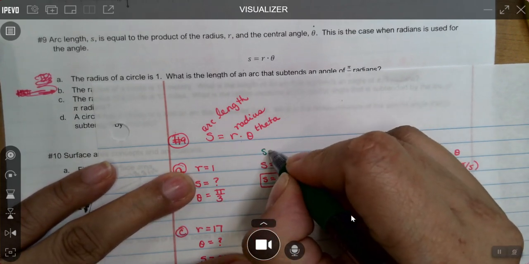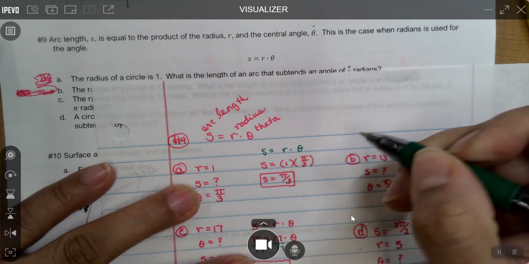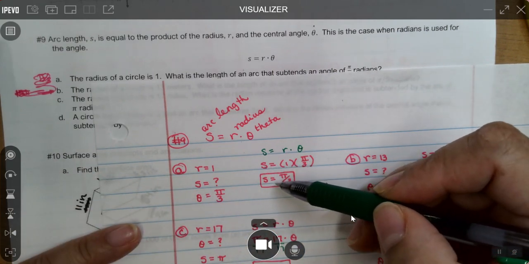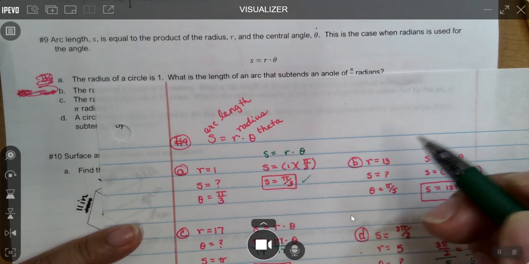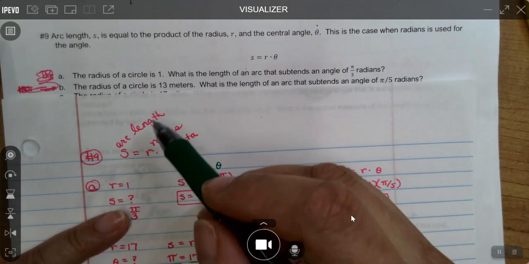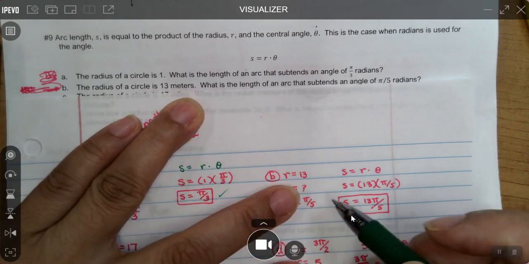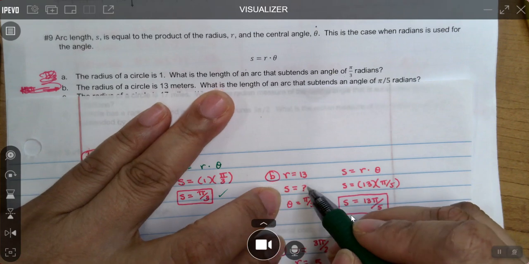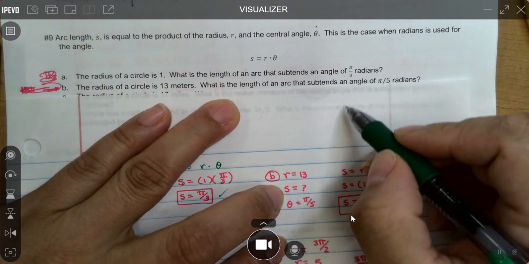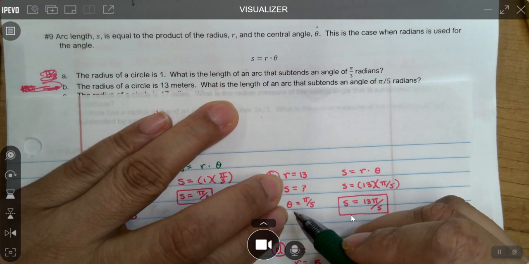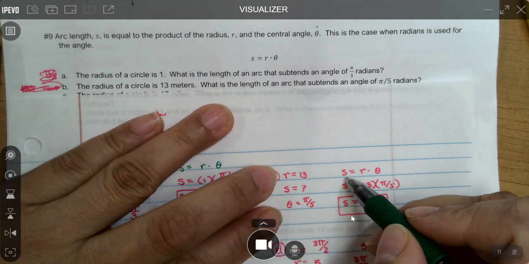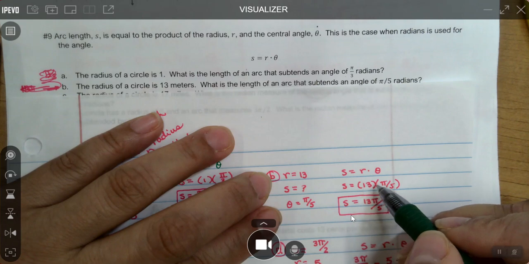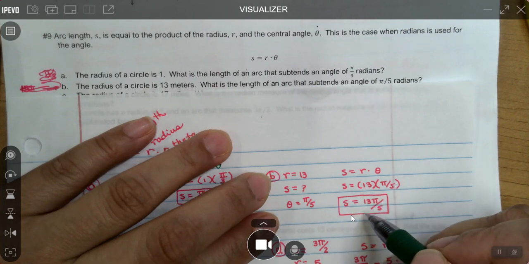Right, so S equals R times theta. S we don't know. 1 times pi-third, S equals pi-thirds. Easy. Number 2, the radius is 13. What is the arc length? So S equals question mark when the angle is pi over 5. S equals R theta. S we don't know. 13 times pi over 5 is this. So that's your arc length.